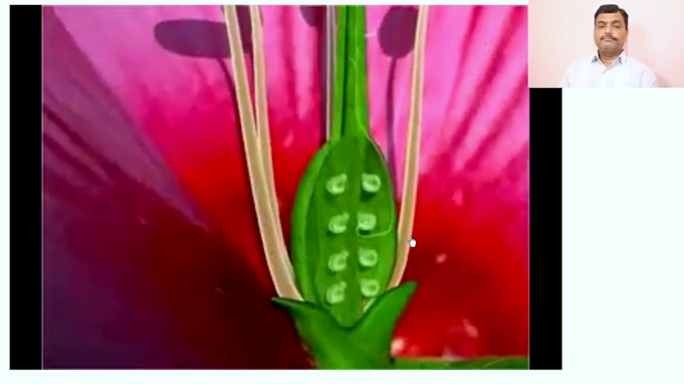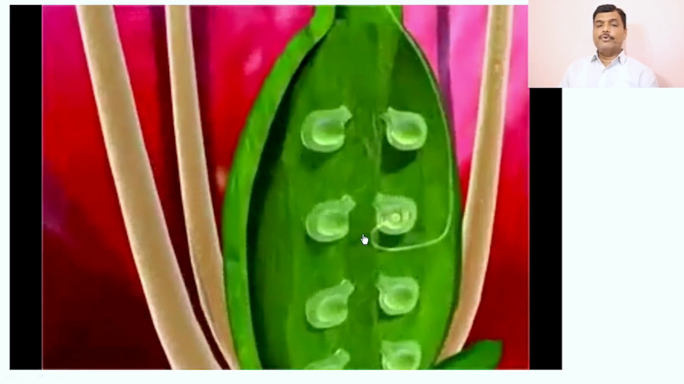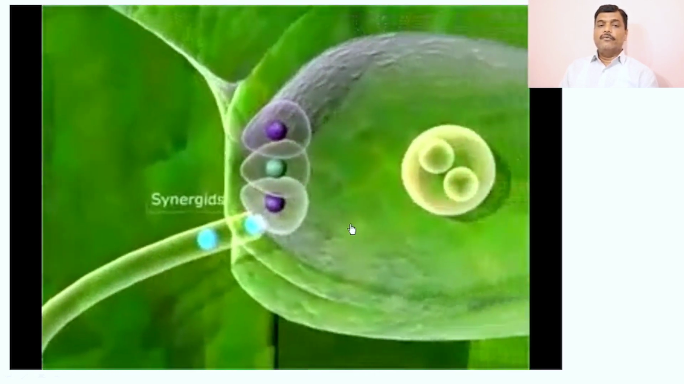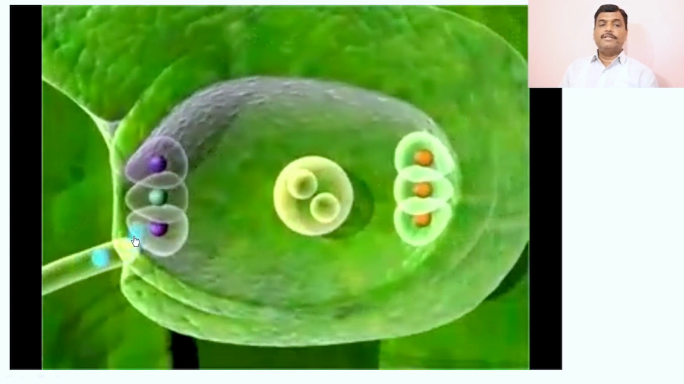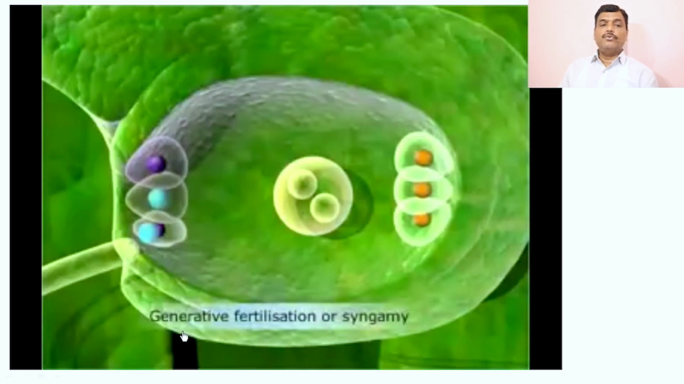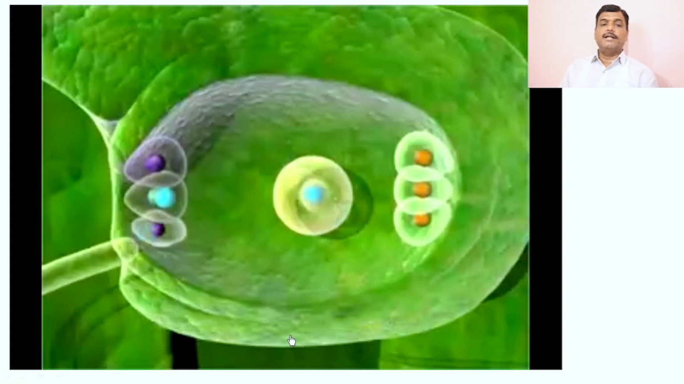which we have seen. Now, when the pollen tube enters inside the ovule through one of the synergids, with the help of the filiform apparatus of the synergid, one male gamete fuses with the egg nucleus to complete the first fertilization, which is known as syngamy. By means of union of the male gamete with the female gamete, the diploid zygote is formed. This process is known as generative fertilization or first fertilization or syngamy.